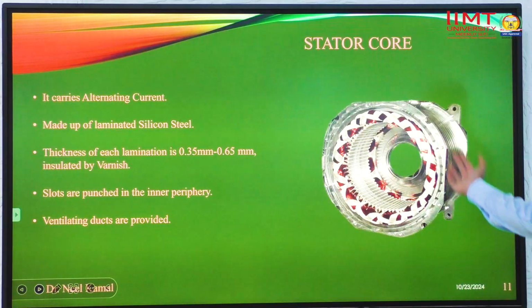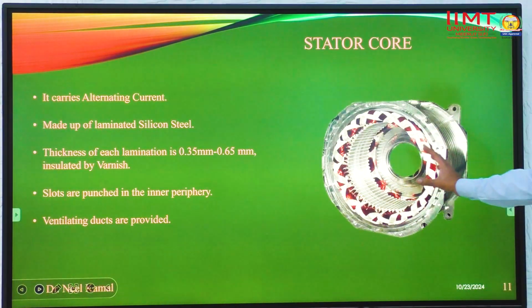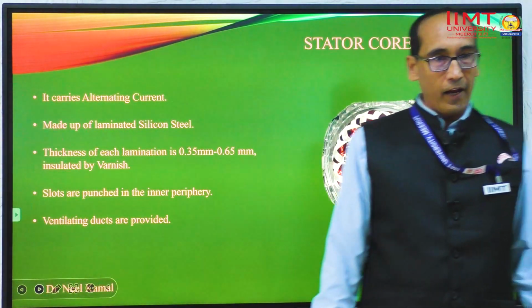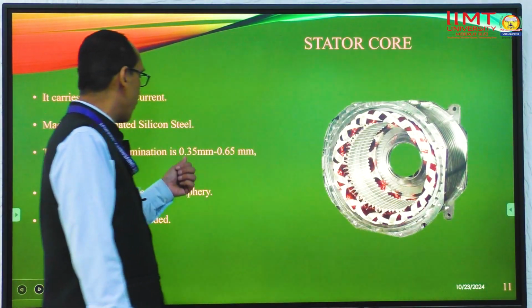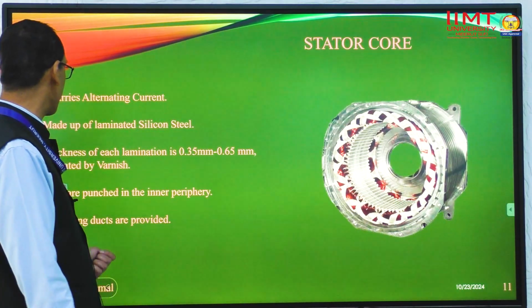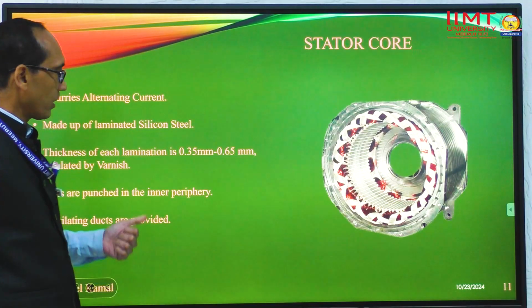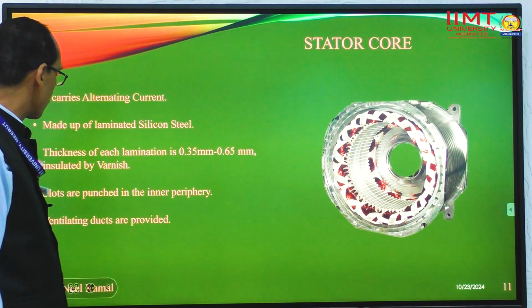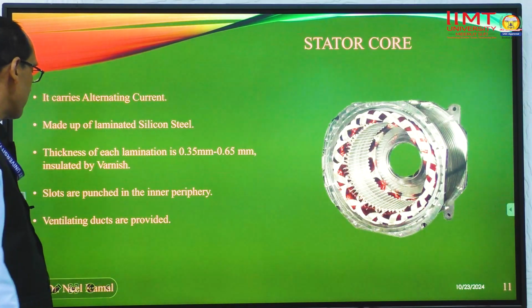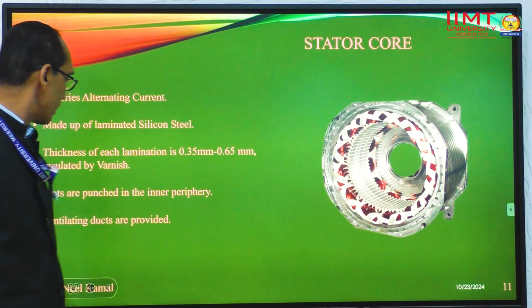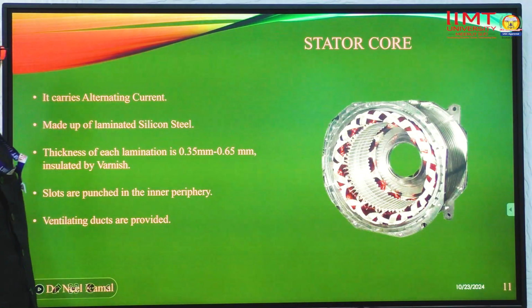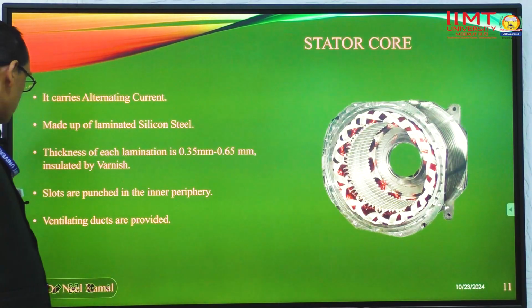This is the inner peripheral of the stator part, in which the winding is put, and basically we have 0.35 to 0.65 mm thickness of lamination in this part. Slots are punched in the inner peripheral, and we have ventilating ducts here to remove the heat generated.